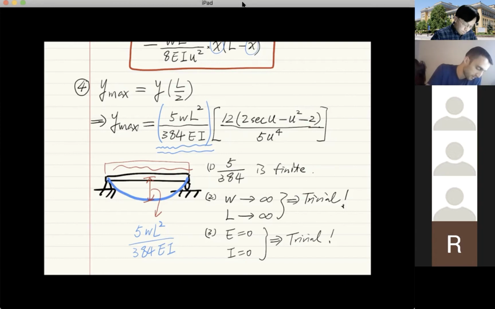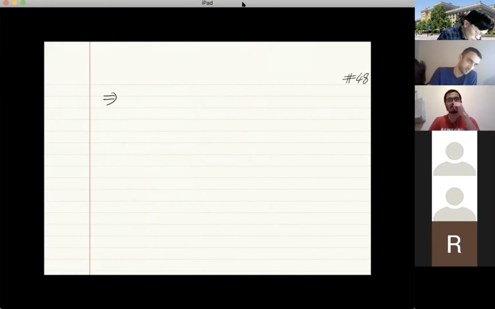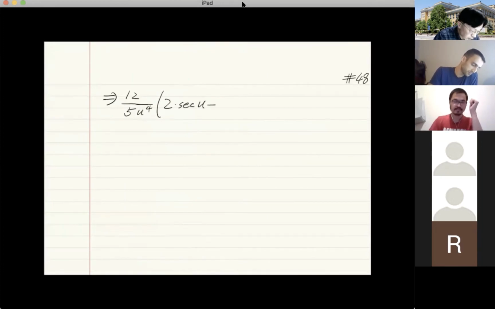Okay. So we know that the first coefficient, the phi WL squared over 384 EI, cannot be approached to infinity. That's confirmed, which means our only hope is the second term, which is this one here. Now let's consider this one. So we have this whole thing, which is 12 over 5, we can call it U quadruple times 2 times second U minus U squared minus 2. We want to see, can this be approached to infinity?